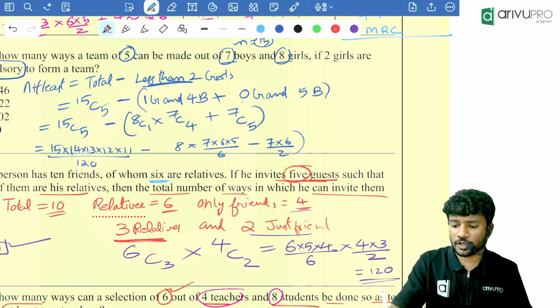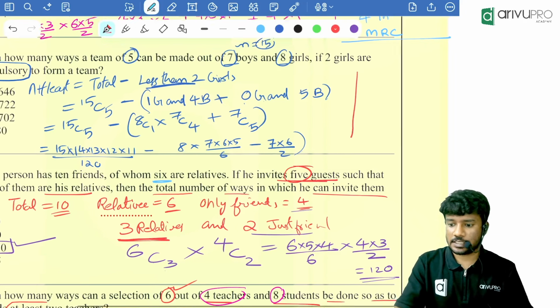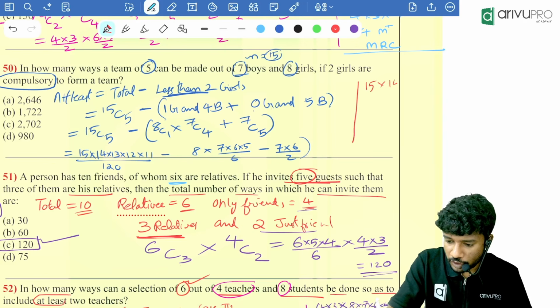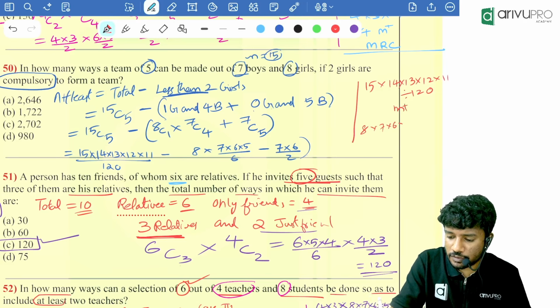Puna, how much you got? Option C you got? Yes. Well and good. So how to do it? 15 into 14 into 13 into 12 into 11 divided by 120, then minus 8 into 7 into 6 into 5 divided by 6, minus 7 into 6 divided by 2. Then what?